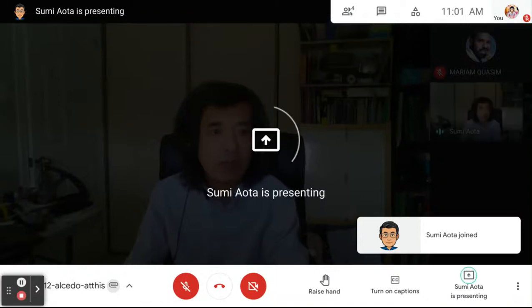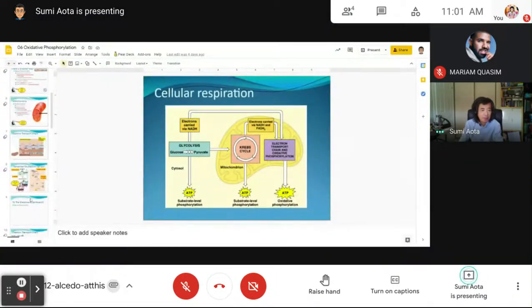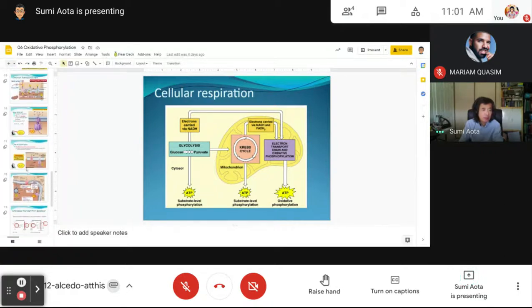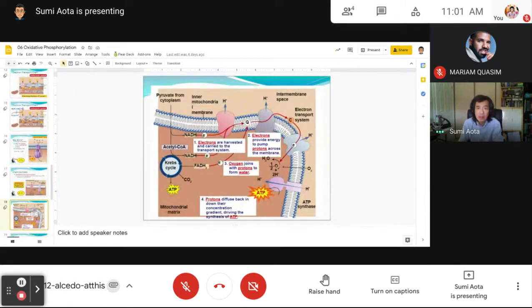Core, and it literally consists of two different processes. Okay, so let's see if I can find. There's basically two things that are going on when we talk about oxidative phosphorylation.